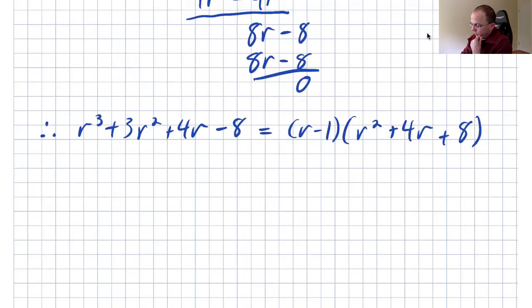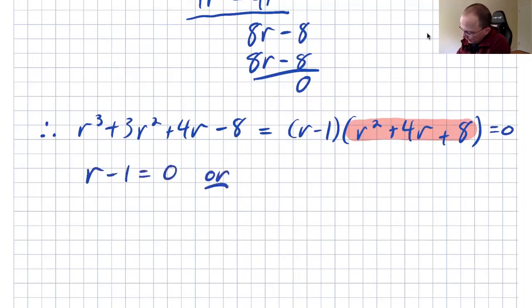There's a couple different ways to do this. Let's use the quadratic formula again. So what is the quadratic formula for that second part? Now I'm just focusing on this part here. I guess maybe I'll write it down this way. So this is equal to 0. So that tells us that r minus 1 is 0, or r squared plus 4r plus 8 equals 0.